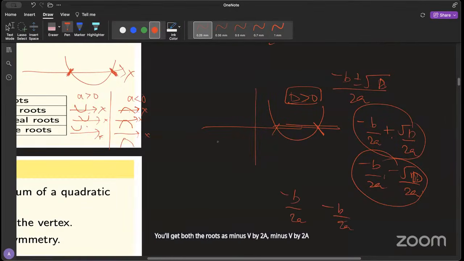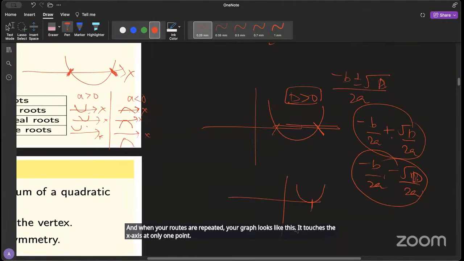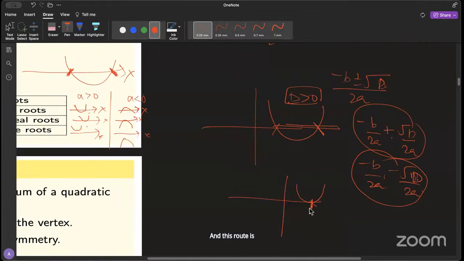Yes, sir. That is the case when your roots are repeated. And when your roots are repeated, your graph looks like this. It touches the x-axis at only one point, and this root is repeated. This is the root. It's repeated 2 times. Is that okay? Yes, ma'am.